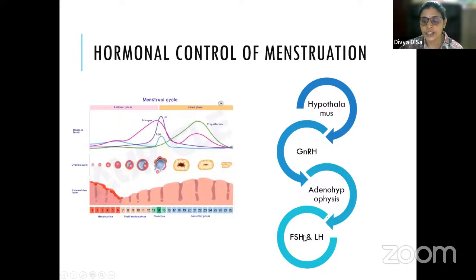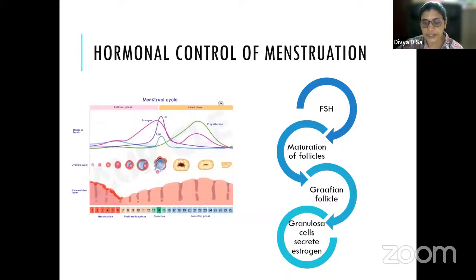Initially there is release of FSH, follicle stimulating hormone. Because of the secretion of follicle stimulating hormone, this is happening in the follicular phase. That is why we call it the follicular phase. Here there is maturation of the follicles. The follicular phase is in regard to the ovary where the follicles are maturing, and in the endometrium it is basically the proliferative phase.